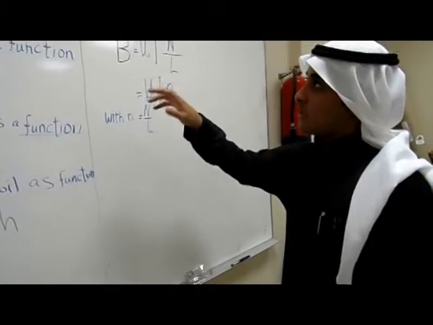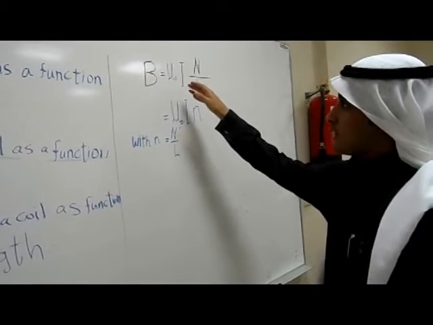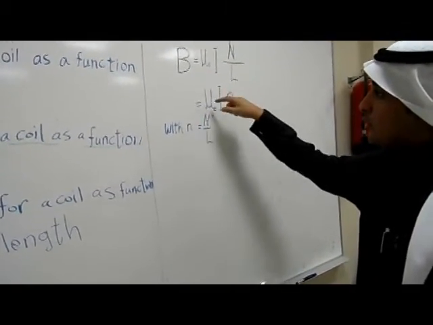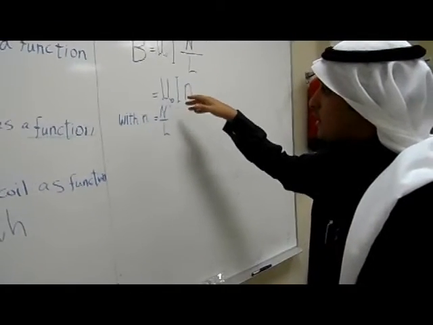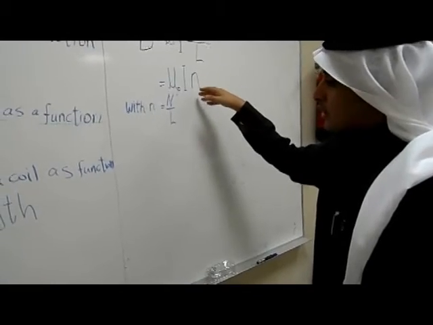We have the equation of this experiment, B equals mu naught times I times N over L, where B is the magnetic field, mu naught is the permeability, I is the current, and N over L is the number of turns per unit length.